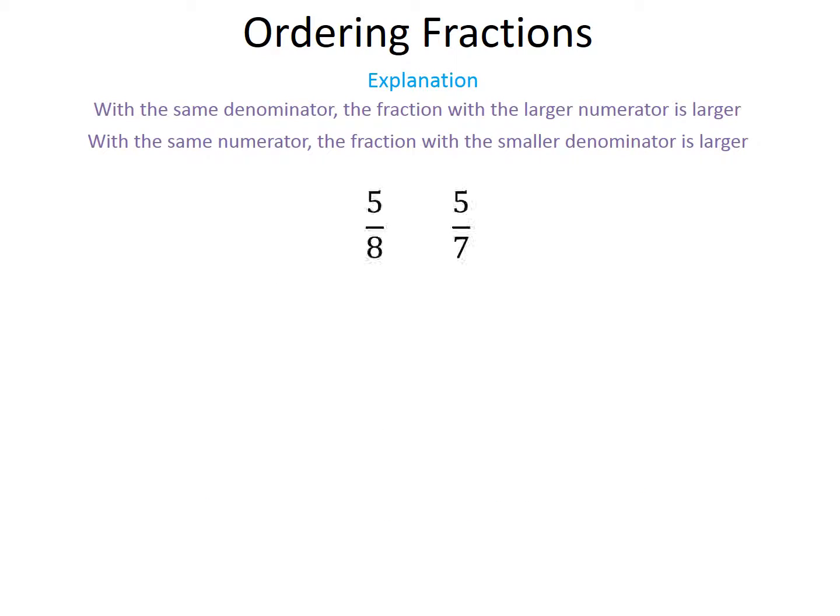So let's do some more comparing without having to draw diagrams. This fraction here has been cut into 8 pieces and we've shaded 5 of them. This one's 7 pieces, we've shaded 5, so we've got the same number of pieces there, but since this one was cut into less, each of those pieces will be bigger. So that means this is the bigger fraction. The one with the smaller denominator is the bigger fraction.